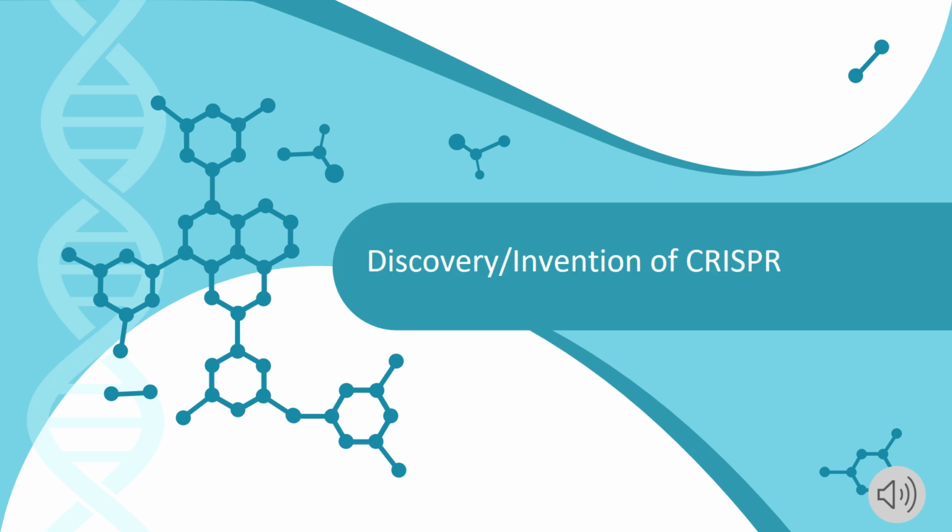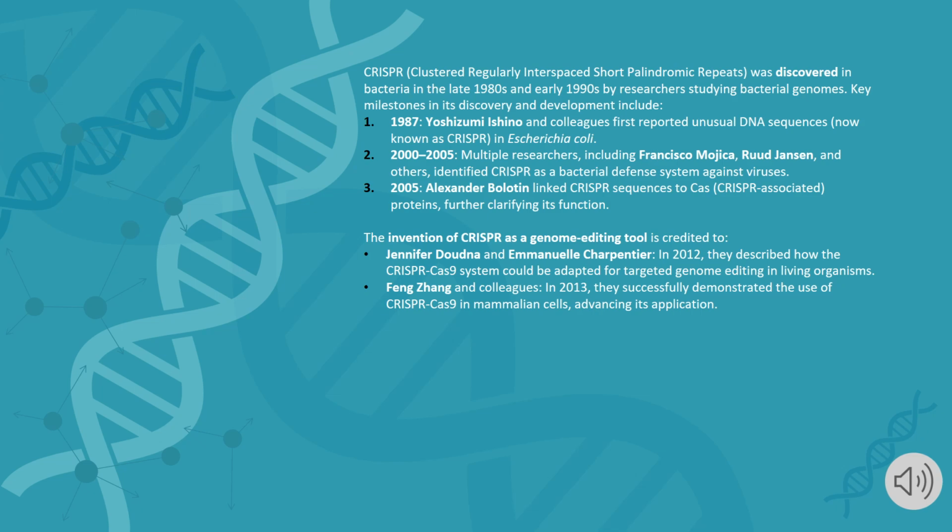Discovery or invention of CRISPR. CRISPR, clustered regularly interspaced short palindromic repeats, was discovered in bacteria in the late 1980s and early 1990s by researchers studying bacterial genomes. Key milestones in its discovery and development include: 1. 1987, Yoshizumi Ishino and colleagues first reported unusual DNA sequences, now known as CRISPR, in Escherichia coli.